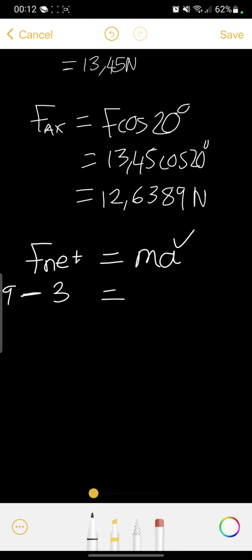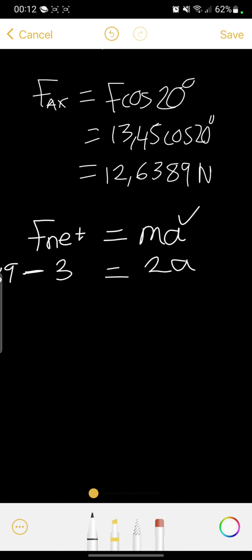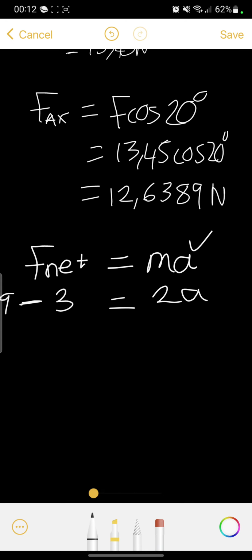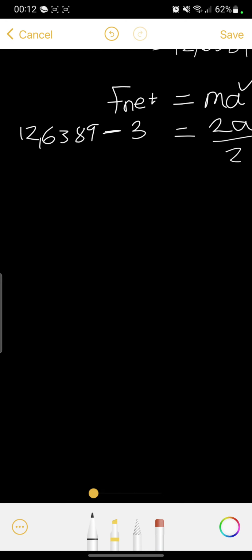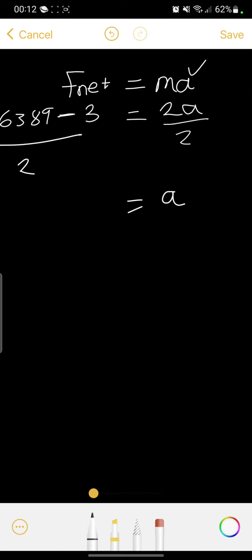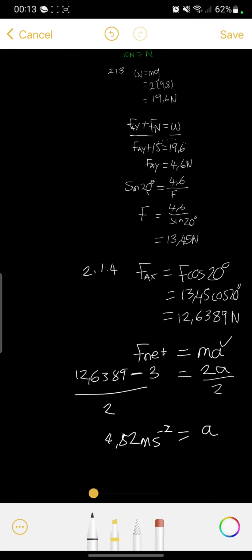Our mass of the object is 2, and we're looking for acceleration alone. The only thing that is stopping us from getting acceleration alone is this 2 that is multiplying with acceleration. To remove something that is multiplying, we divide. So let's divide both sides by 2, and then we get our acceleration as meters per second squared. Here we can round off our answer to 2 decimal places because this is our final answer, which is the acceleration we've just calculated.